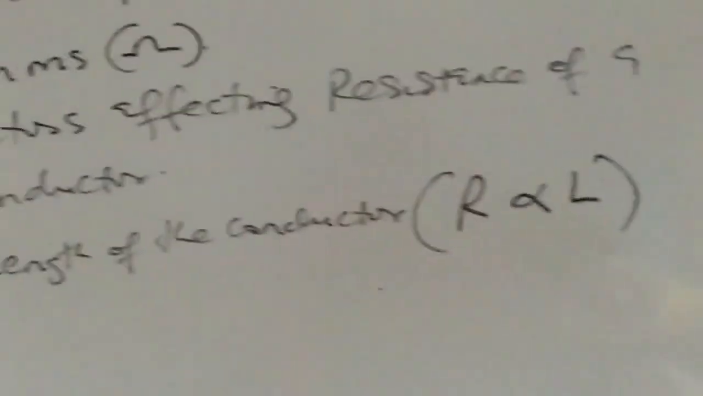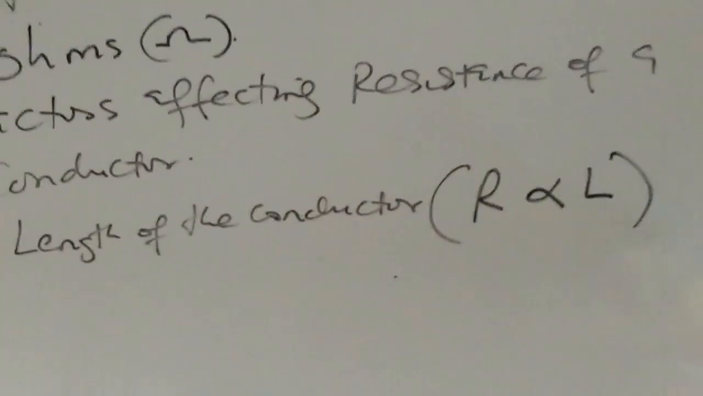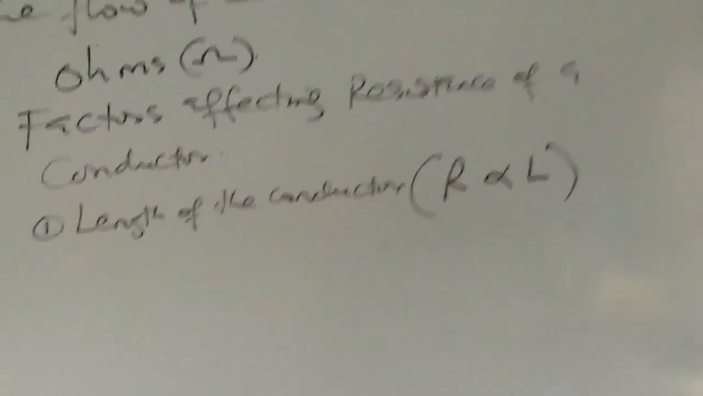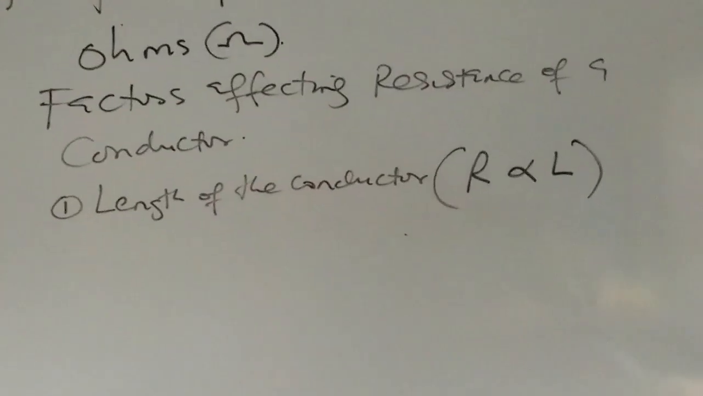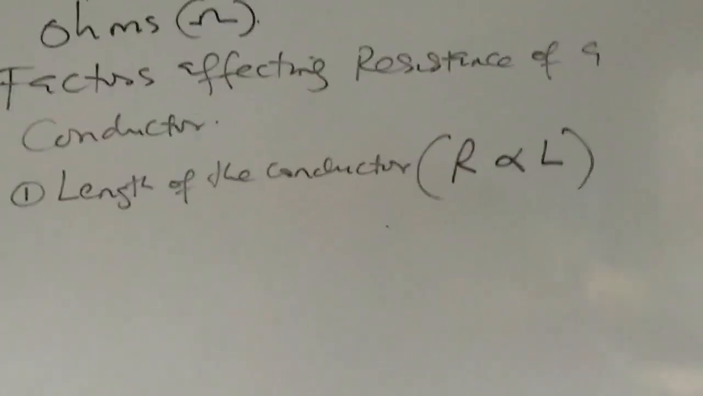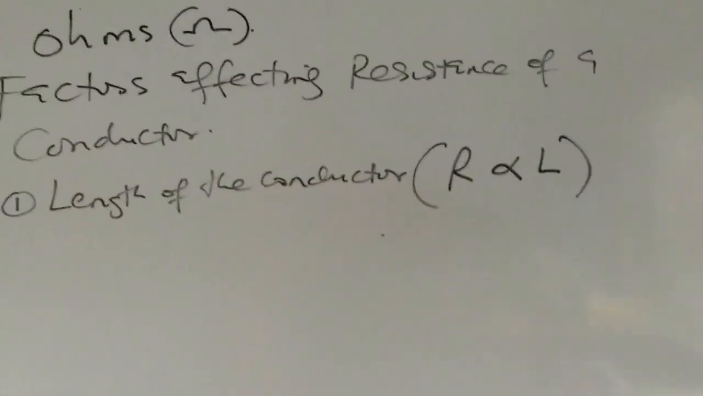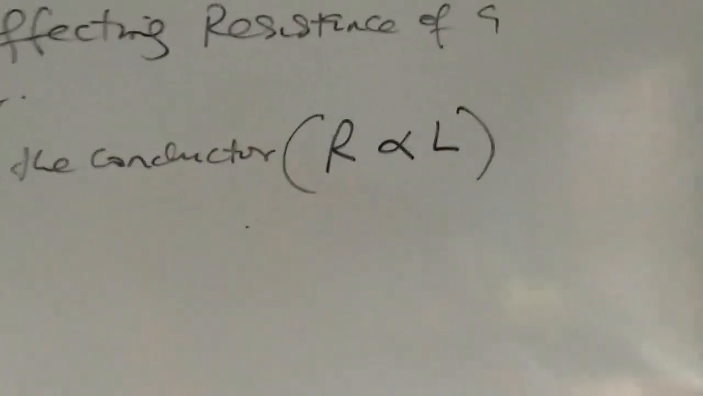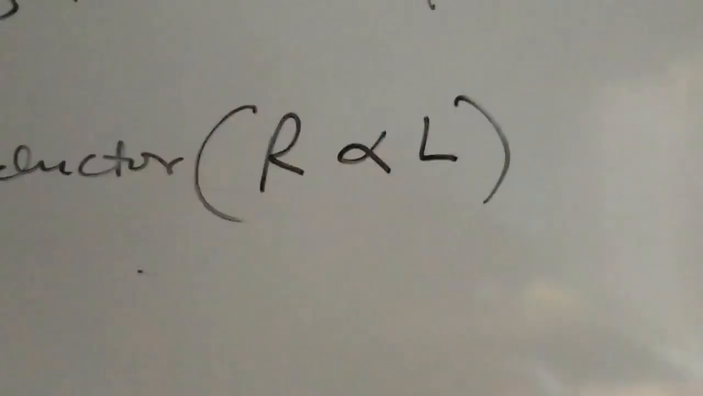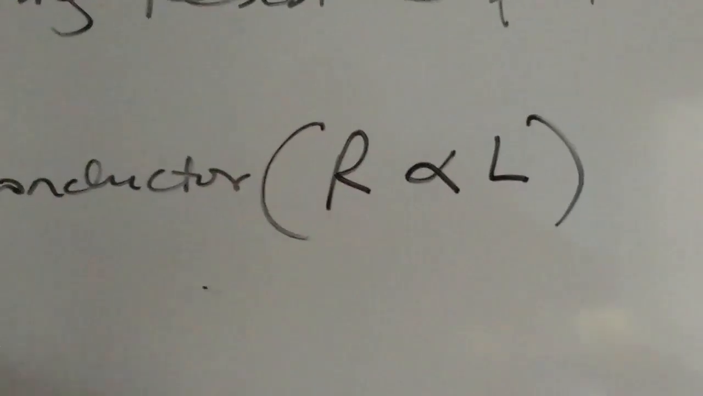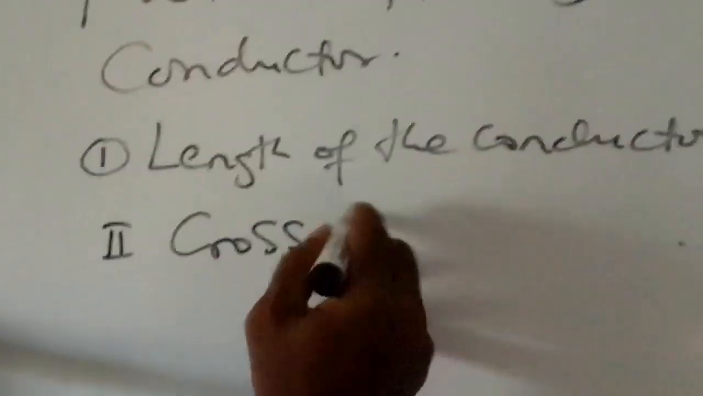What it means is, the longer the conductor, the higher its resistance. The longer the conductor, the higher the resistance it offers to the flow of current. The shorter the conductor, the lower its resistance to the flow of current. The other factor that governs resistance is what's called cross-sectional area.